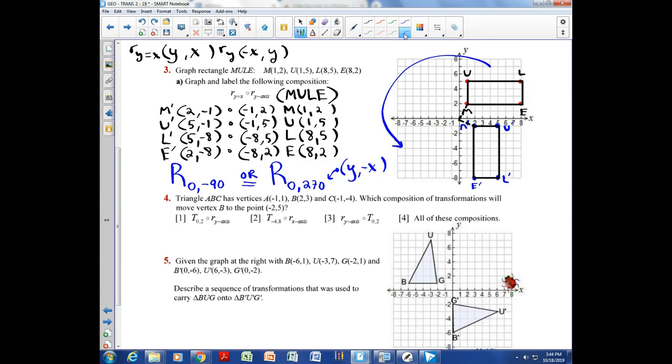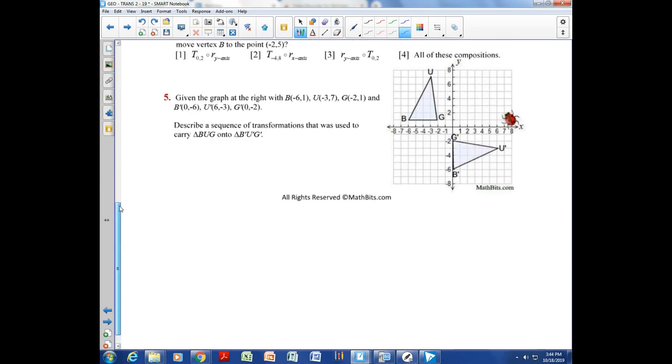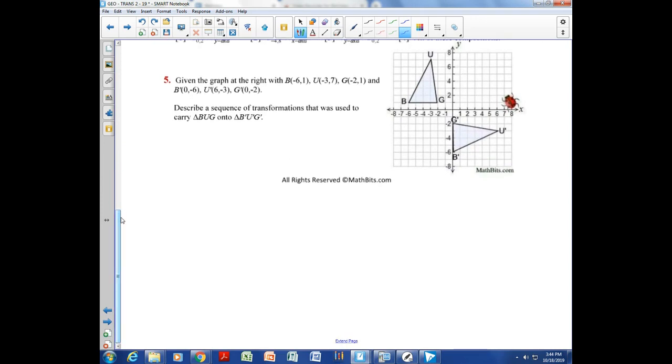Okay, let's take a look at number 5. I'm just going to do 2 more here. Number 5 is also very much like a Regents question. Here they show you BUG and they show you B prime, U prime, G prime. And they want you to describe a series of transformations that was used to carry BUG onto B prime, U prime, G prime. So I'm just going to show you visually how I like to look at this, and then we're just going to write it out here.